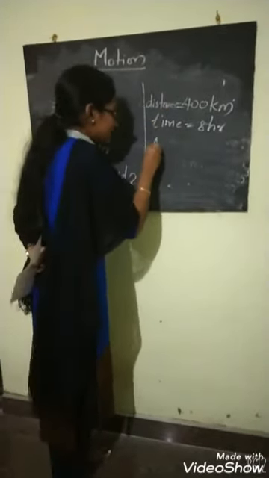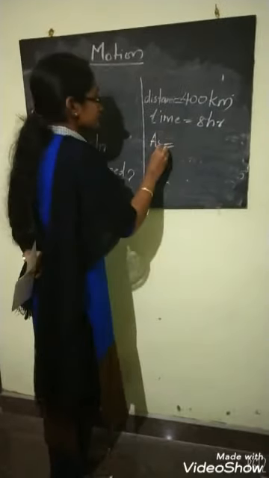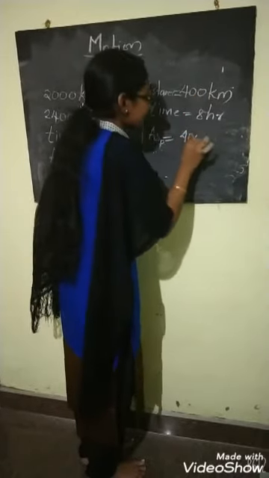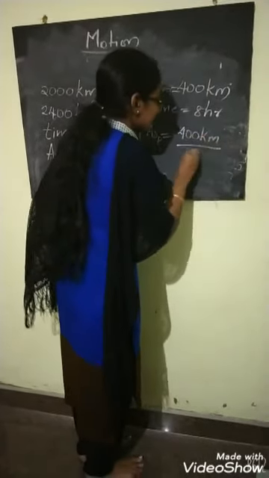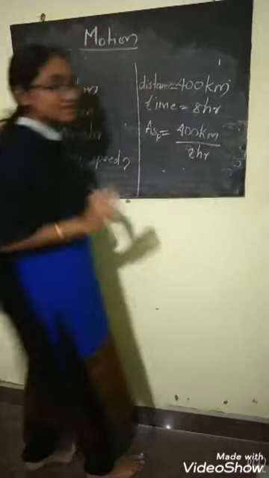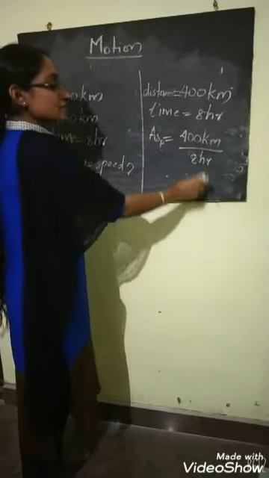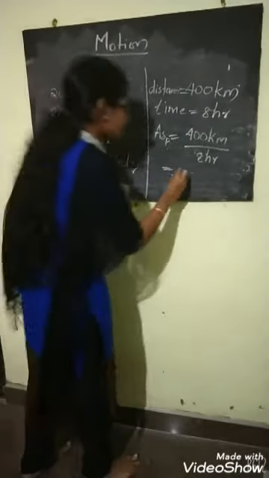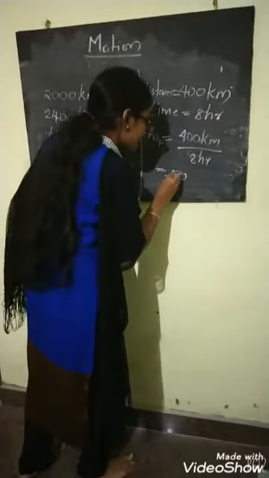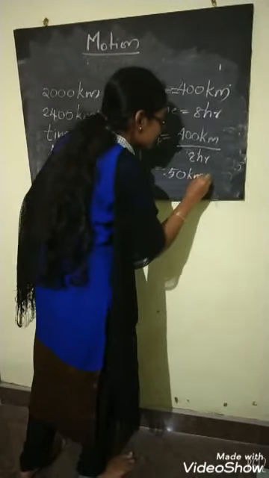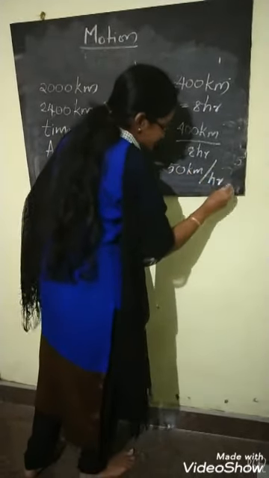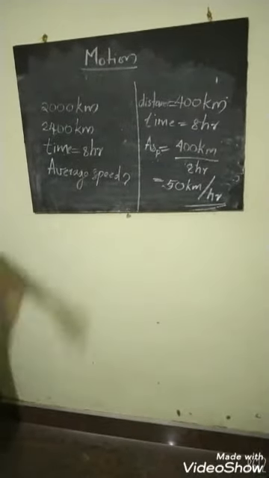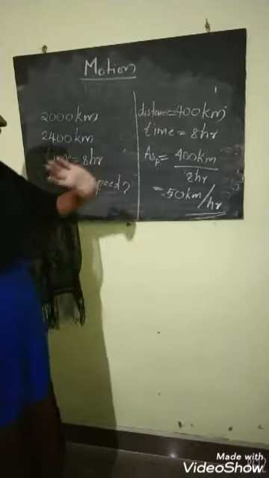So, average speed is equal to 400 kilometer by 8 hours. I am not converting these values to meter and second. Then what we get? We get 50 kilometer per hour. This is the answer. Here ASP I just denoted the average speed.